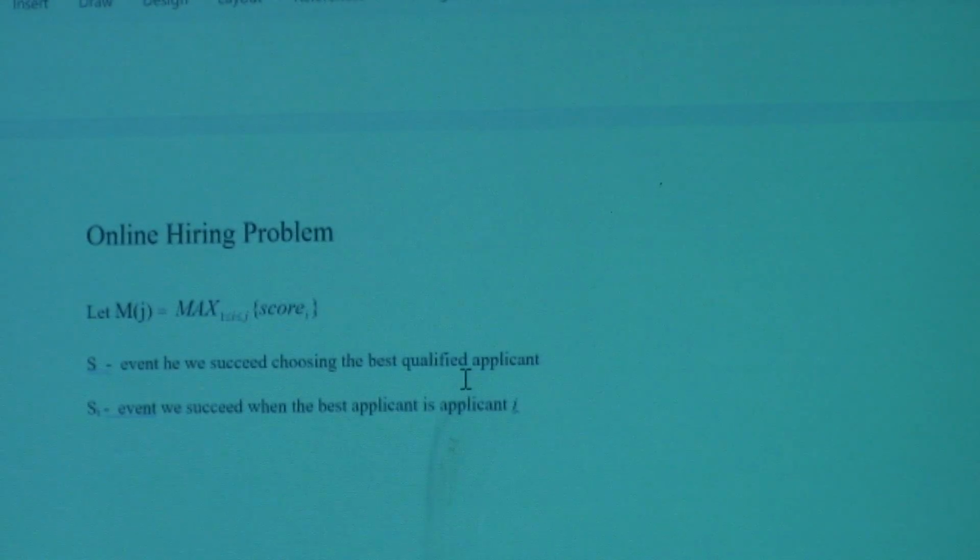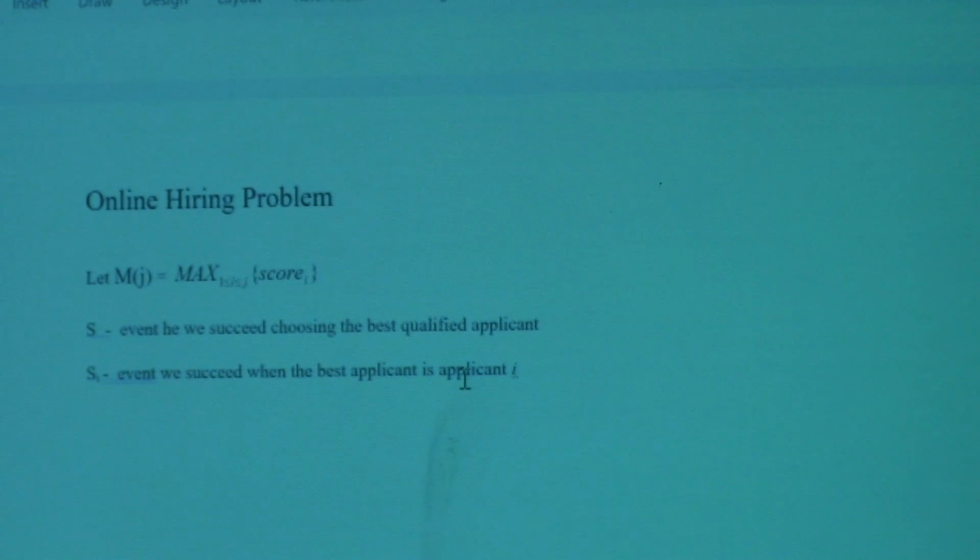Okay, so let's define our events. So then we can define our probabilities. We're going to let m sub j be the maximum from 1 to j of score i, where i goes from 1 to j. So m sub j is the maximum of the scores of people from position 1 to position j.